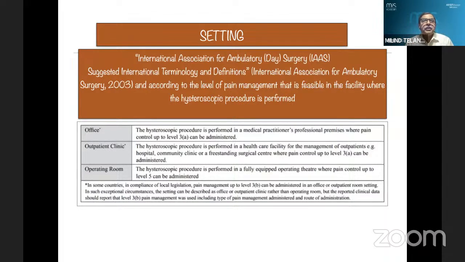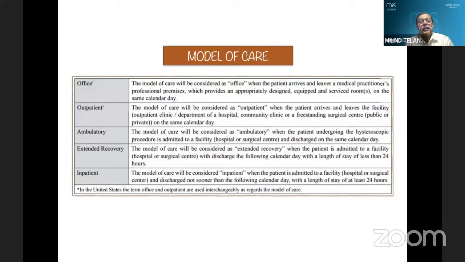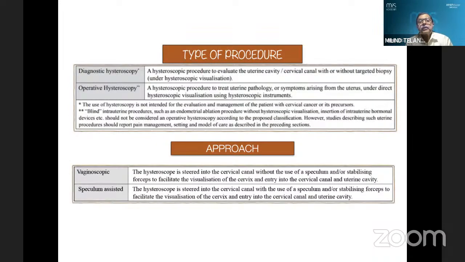So office is the setup wherein the patient from the OPD goes directly to your place where you do the hysteroscopy and goes out from there. While in the operating room, we all know what it is. Similarly, they declared what is office, outpatient, ambulatory. Extended recovery means if you are keeping the patient for more hours in the hospital, but less than 24 hours. And the type of procedure: diagnostic, operative, vaginoscopic, or speculum assisted.